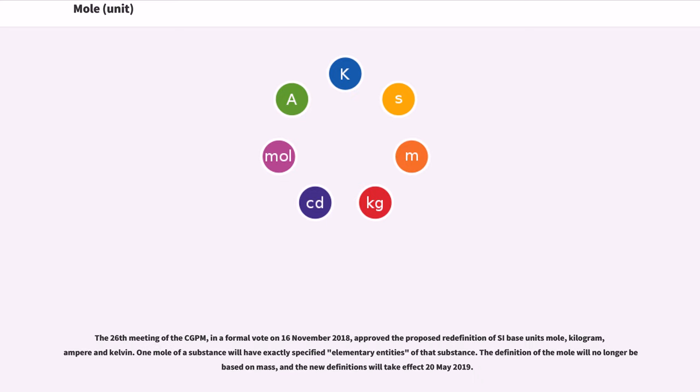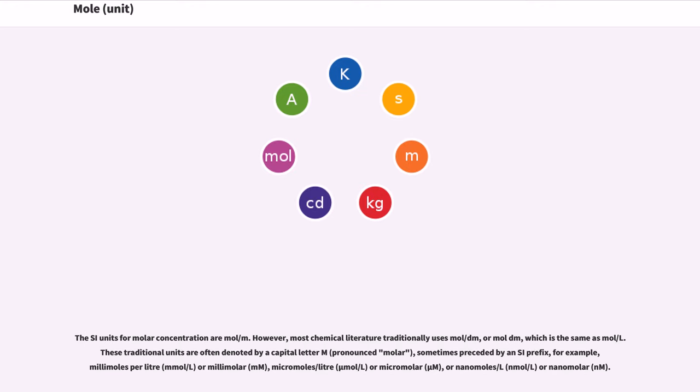The 26th meeting of the CGPM, in a formal vote on November 16, 2018, approved the proposed redefinition of SI base units mole, kilogram, ampere and Kelvin. 1 mole of a substance will have exactly 6.02214076×10²³ elementary entities of that substance. The definition of the mole will no longer be based on mass, and the new definitions will take effect May 20, 2019. The SI units for molar concentration are mol/m³.